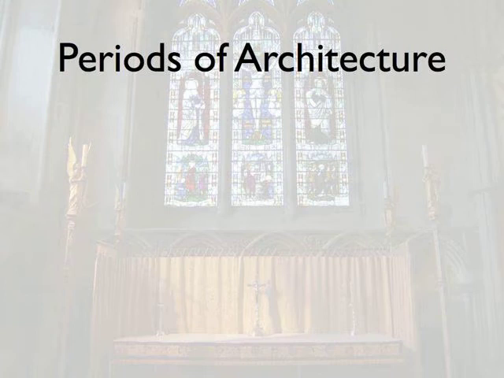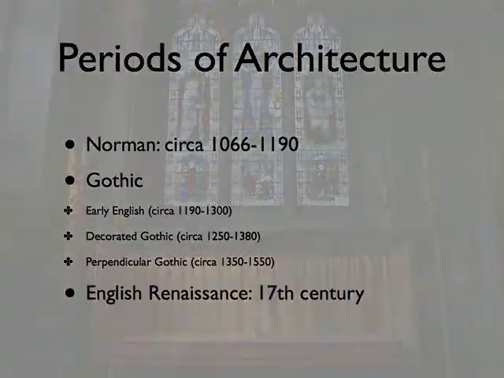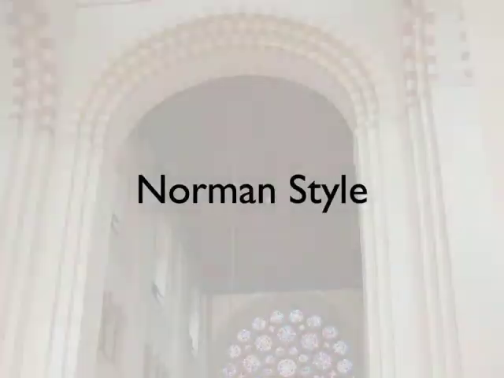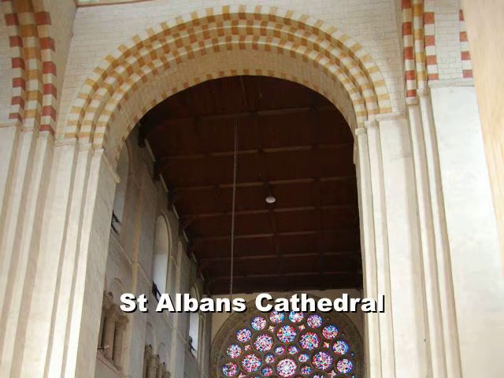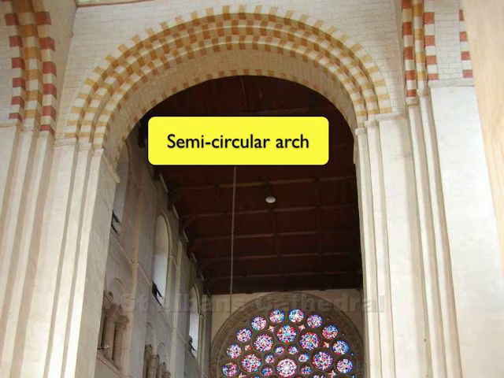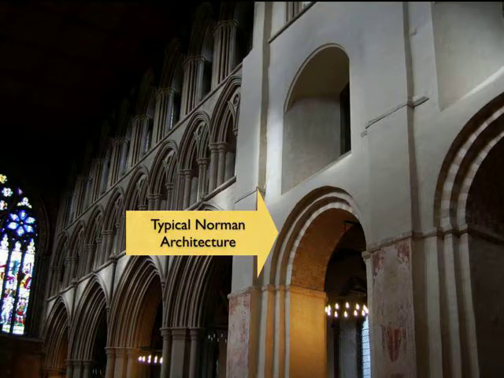We will look at 3 main periods: Norman, Gothic, subdivided into Early English, Decorated Gothic and Perpendicular Gothic, and English Renaissance. Let's start with Norman style. The main characteristic of Norman architecture is a semicircular arch. Here we can see a typical Norman arch in St Albans Cathedral.